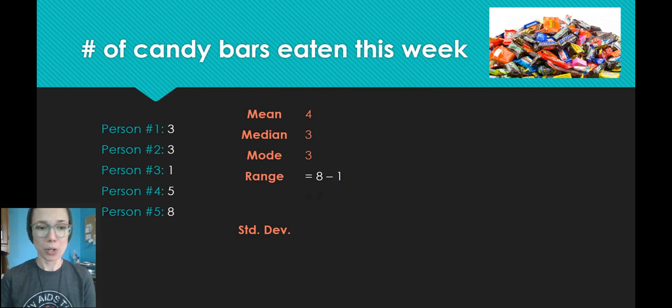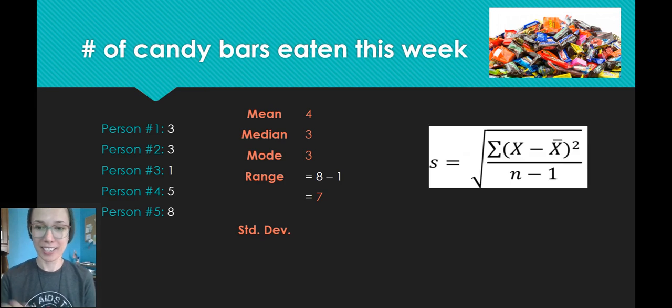The range is the high score minus the low score. It's easy when we only have 5 people. The range is 7 candy bars. Now, standard deviation. Here is our lovely equation. We're going to walk this out slowly together. Okay, so we know that the sigma sign, that Greek looking E thing, is telling us to add all these together.